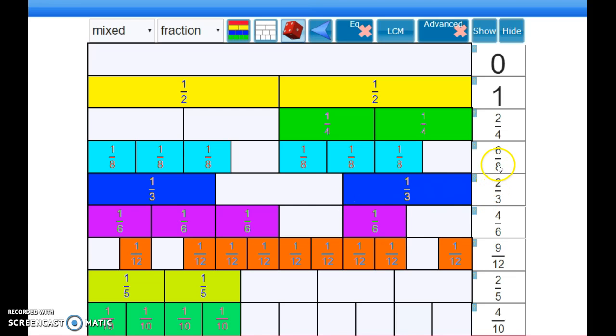Now the question is, which one's greater, 6/8 or 2/3? Now there are different techniques you could use to figure that out. You could use the quick common denominator, or you could try just listing the multiples of their denominators and making equivalent fractions and checking that out. There are a lot of different ways you could do this. I, from experience, know that 6/8 is greater than 2/3.